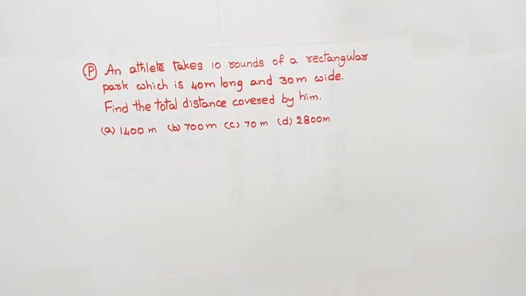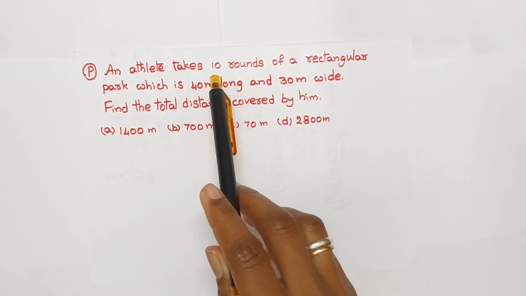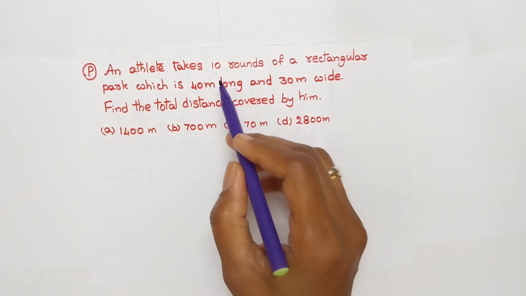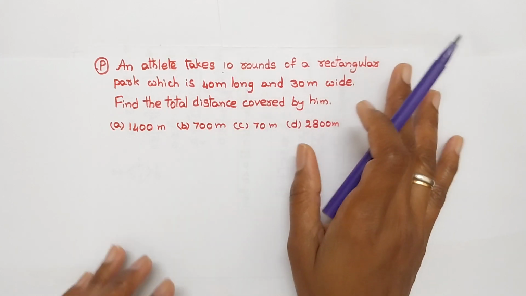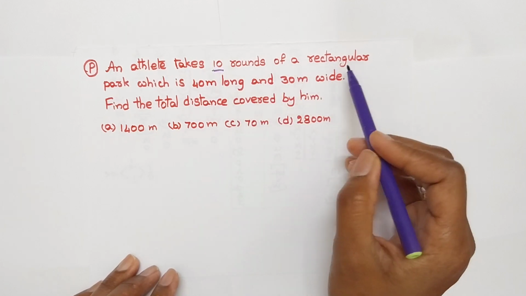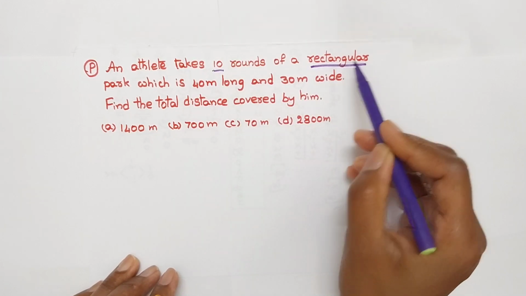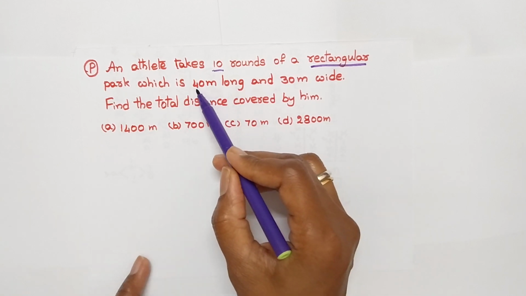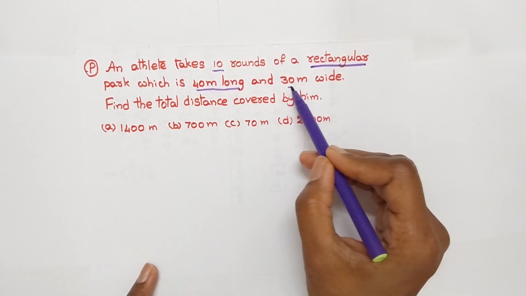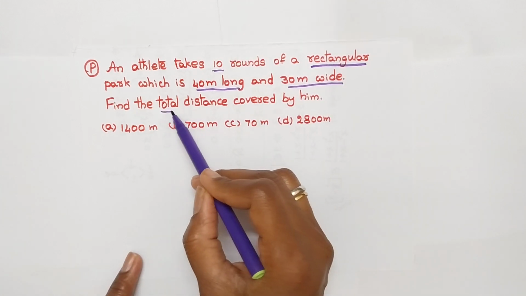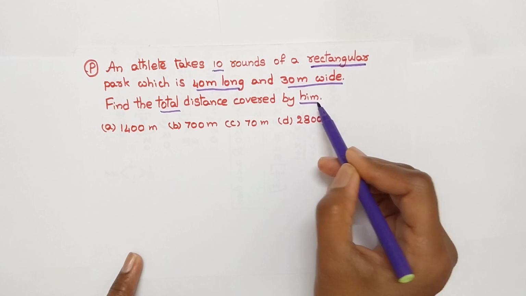The next problem is: an athlete takes 10 rounds of a rectangular park which is 40 meters long and 30 meters wide. Find the total distance covered by him.